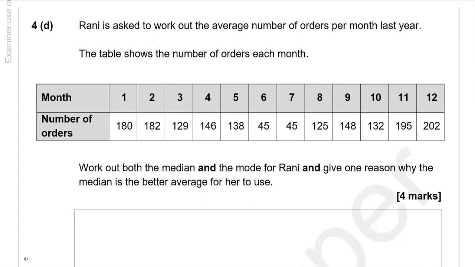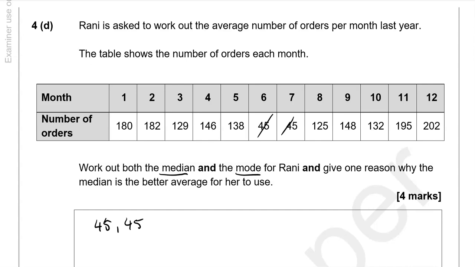Rani is asked to work out the average number of orders per month last year. The table shows the number of orders each month. Work out both the median and the mode for Rani and give one reason why the median is the better average for her to use. So let's put the numbers in order. The lowest is 45, and then another 45.